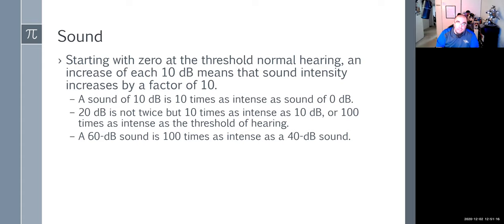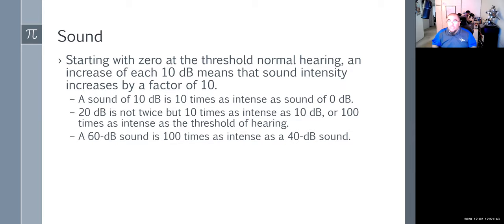A sound of 10 decibels is 10 times as intense as a sound of 0 decibels. 20 decibels is not twice, but 10 times as intense as 10 decibels, or 100 times as intense as the threshold of hearing of 0 decibels, right? So for every step you go up, it just gets more and more intense. A 60 decibel sound is 100 times as intense as a 40 decibel sound.